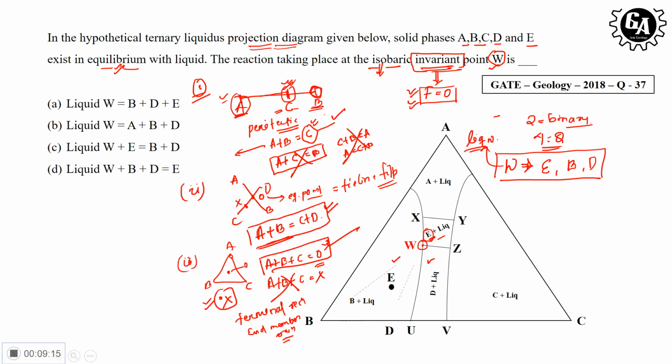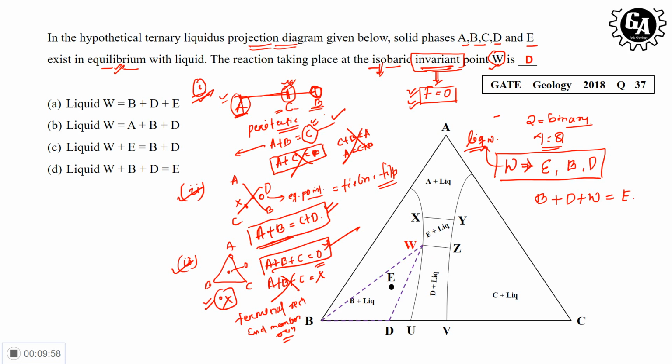So what are the possible reactions, what are the possible arrangements we can make? From these three conditions, which condition is best represented here? You can see that if I take the end members B and D, B plus D plus liquid W, then I will be representing the E. Is it fine? Isn't it? So just give me some time.